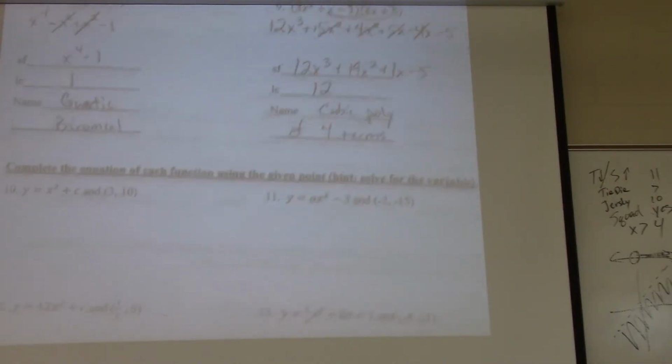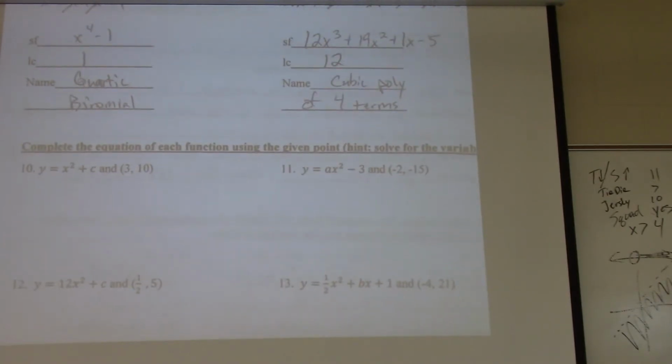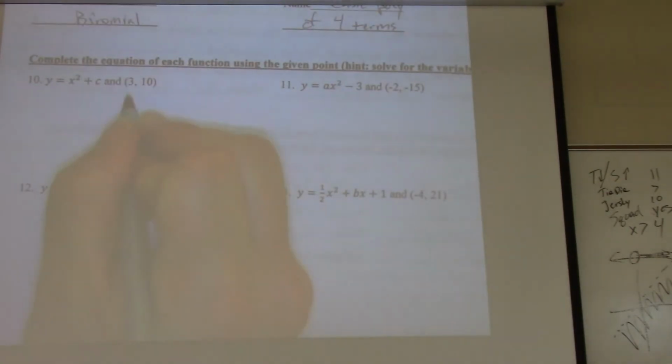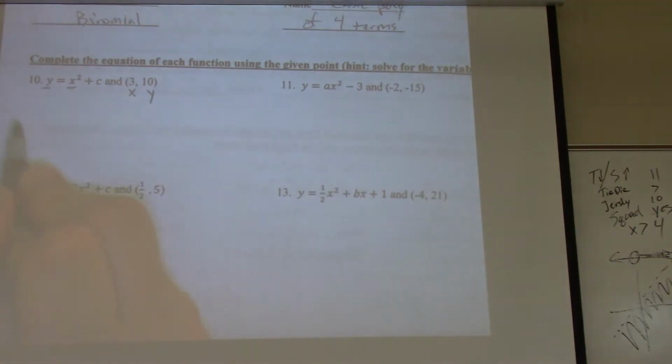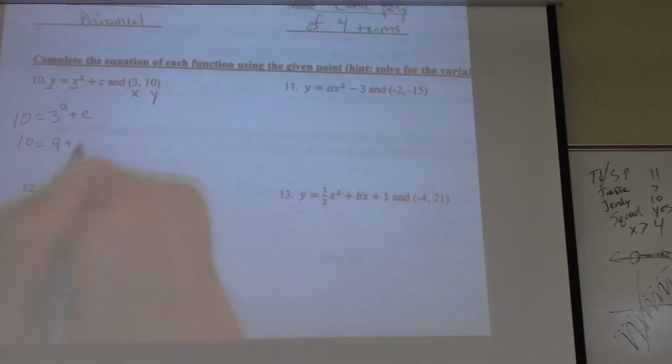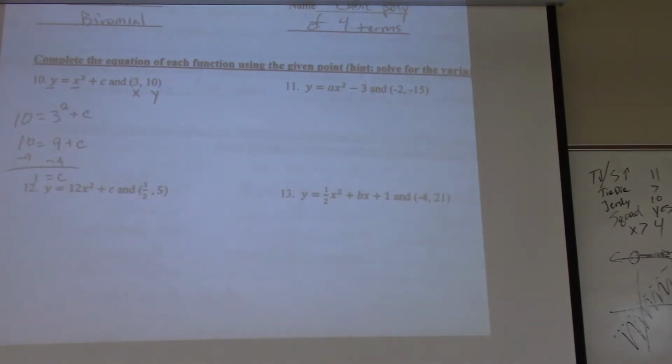Okay, let's go down to the bottom here. Anybody have an idea of what to do? Plug in. This is x, this is y. We're just going to plug them into x and y. So I get 10 equals 3 squared plus c. What's 3 squared? 9. 9, not 6, be careful. 10 equals 9 plus c, and how do I solve that? Just subtract 9. So 1 equals c.